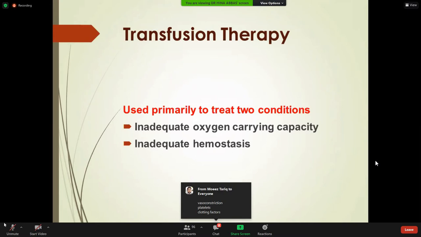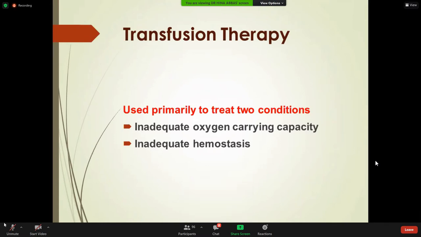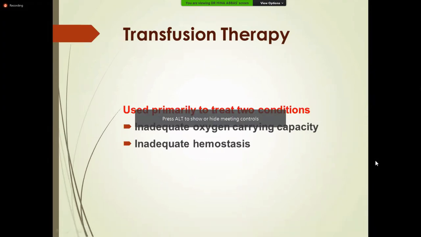Vasoconstriction, platelets, clotting factors. Okay, so vasoconstriction is a neural reflex. The platelets and the clotting factors are required. So if there is inadequate hemostasis, we can transfuse the patient with the platelets and the clotting factors. And we will see how we make these platelets and how we transfuse these clotting factors.